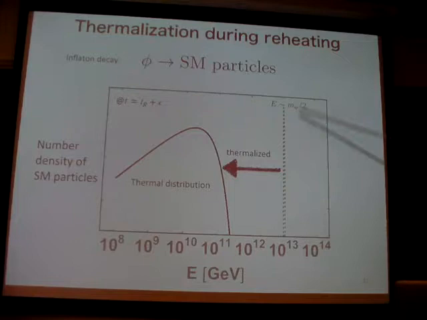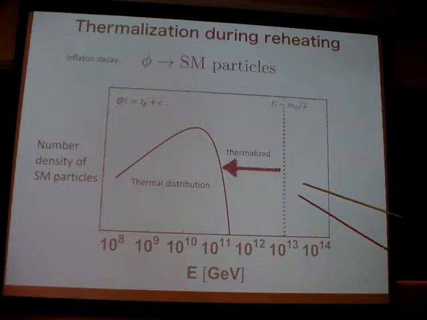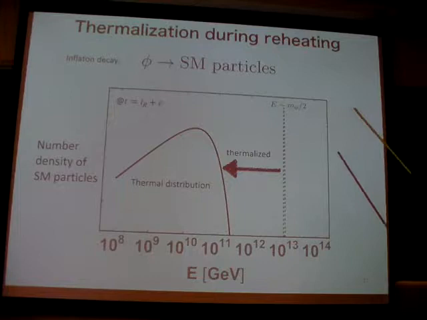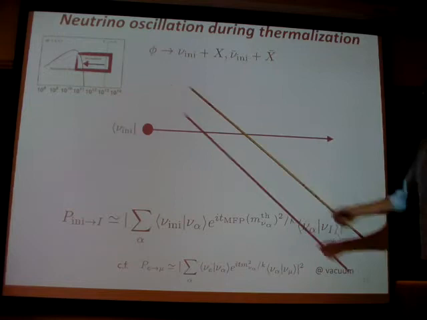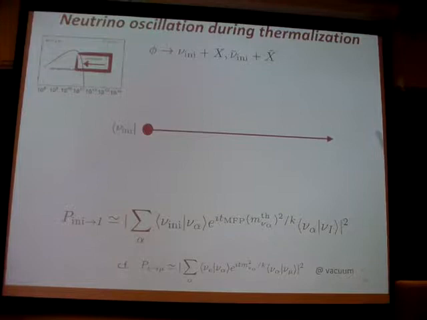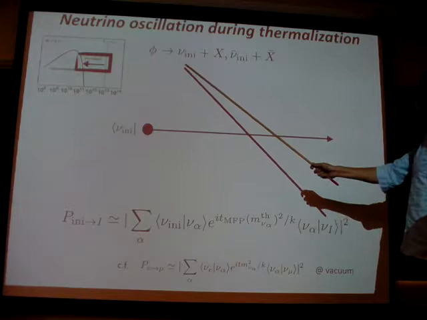And since this is a one-way process, the third condition of Sakharov can be satisfied. In the following, I will focus on this process, only on this thermalization, this short period. And I will show that the neutrino oscillation during this period can explain the baryon asymmetry of the universe. To this end, I will assume that the inflaton decays to the neutrino and its CP conjugate.